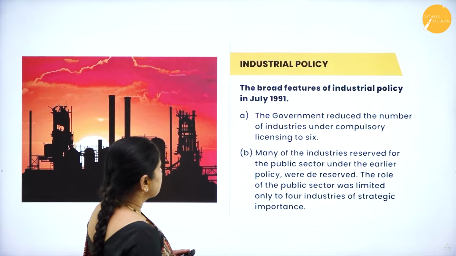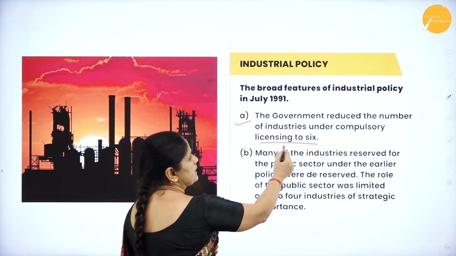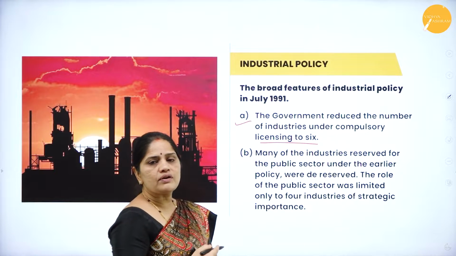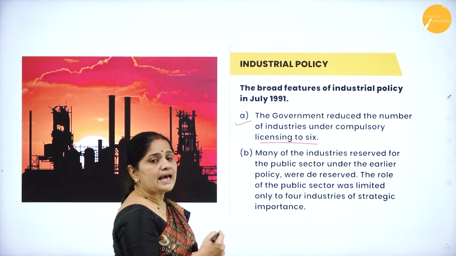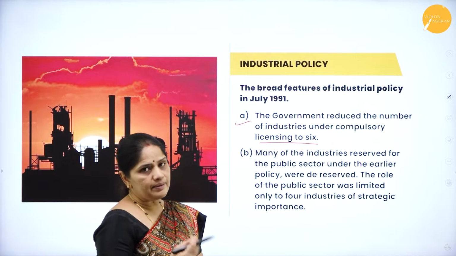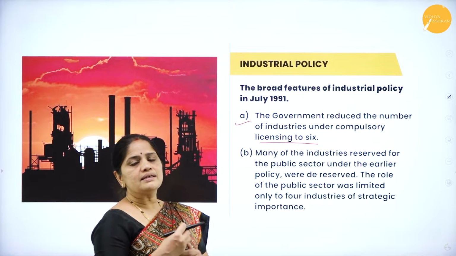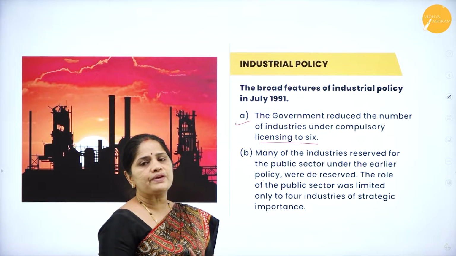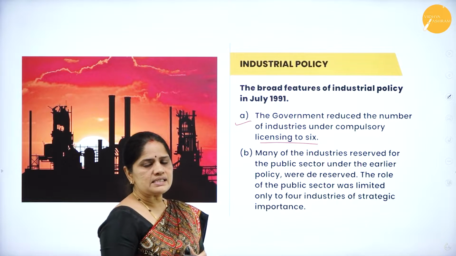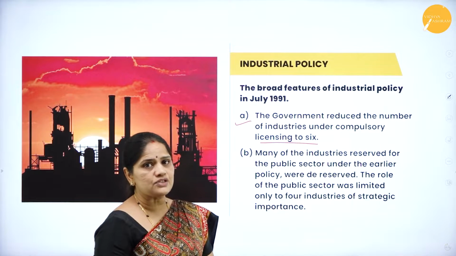So let us look at what the industrial policies were. Among the broad features of the industrial policy of July 1991, the first was that the government reduced the number of industries under compulsory licensing to 6. Before the industrial policy of 1991, we had to get a license from the government to start any industry. This was a hurdle for all businessmen, so they had to take permission from the government to start any new industry. In order to make the rules more investor friendly and business friendly, the government decided to abolish the system of licensing. So licensing was retained for only 6 identified industries, and all other industries could be started without any license from the government.